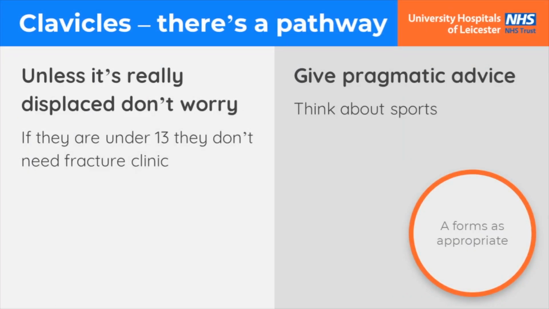So again, for clavicles, we have a separate pathway, which is on the board in minors. Essentially, unless it's really displaced, don't worry. They heal really, really well, and very rarely need operative management. Unless they're tenting the skin, you're unlikely to need any orthopaedic input. If they're under 13, they don't even need to be referred to fracture clinic. You just need to put them in a broad arm sling and follow the pathway.